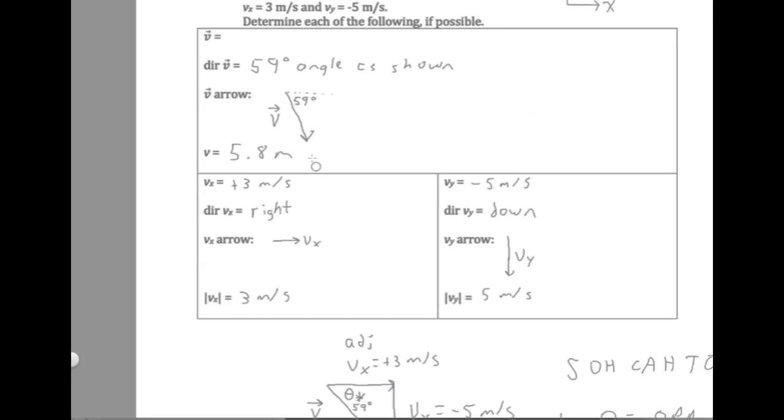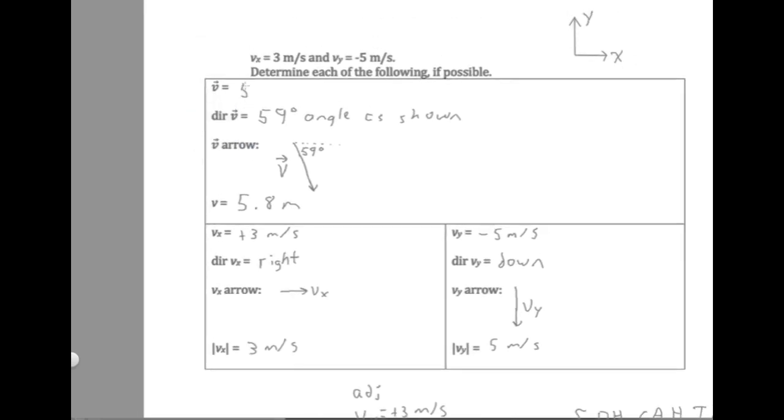This is supposed to be a straight line. So we can say the overall vector had a magnitude of 5.8 meters at a 59-degree angle, as shown in our picture. All right, so once again, we have successfully been given the information for the components, and we figured out the overall vector. I hope that was a real boring explanation for you.